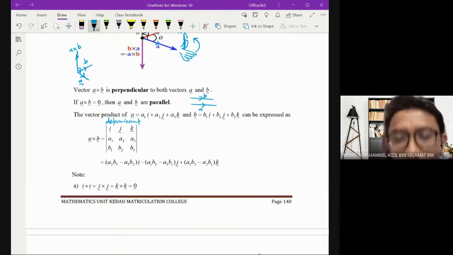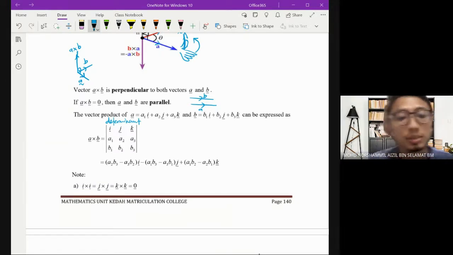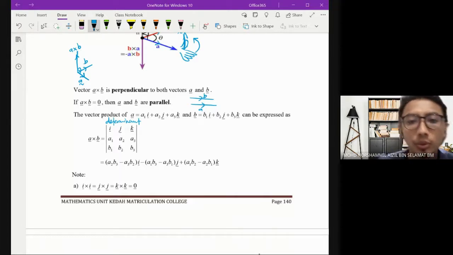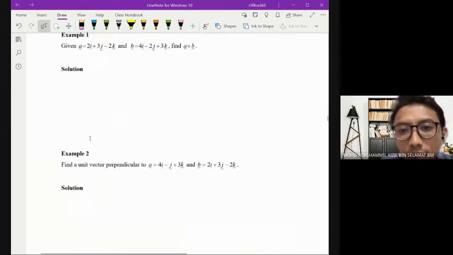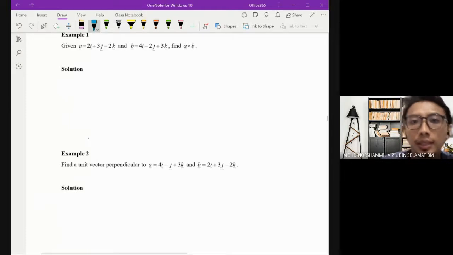A cross B, so how do we do the calculation of A cross B? It's just like determinant. Kalau masih ingat lagi, determinant matrices last semester. Macam tu lah kira dia. Kita tengok terus cara kira dia. By using practical. Okay. So given to you A is 2, 3, minus 2. B is 4, minus 2, 3. So how do we calculate A cross B?